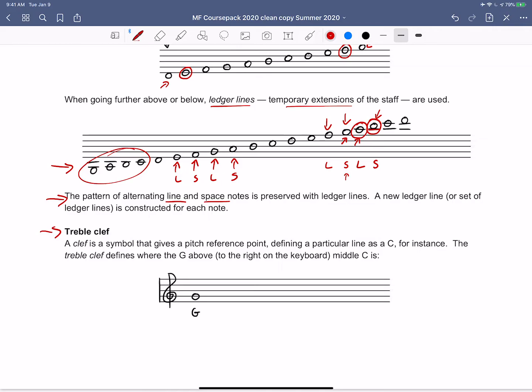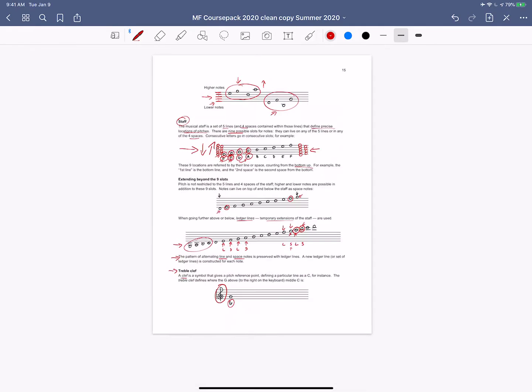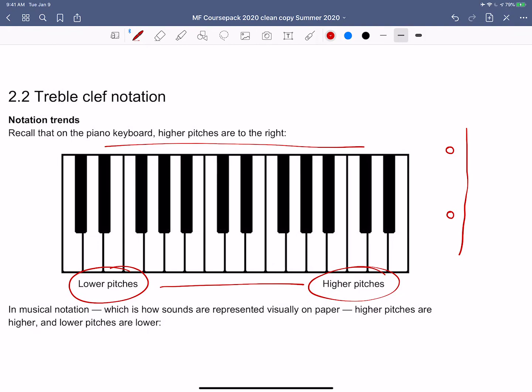So more generally, a clef is a symbol that gives a pitch reference point. So defining a particular line as C or maybe a particular line as G, it gives you 1 point of definition. So what does the treble clef do? Well, here's the treble clef in action. And what it does is it points us to the note G, and in fact, the note G above middle C. So let me go back a page. If this is your middle C right here, here is the G to the right of middle C. That's the key that the treble clef is pointing you to.